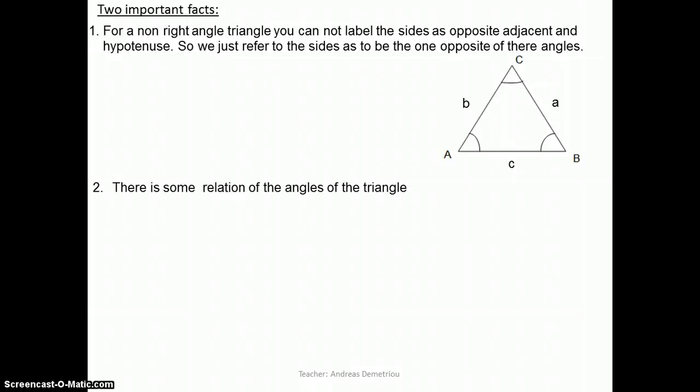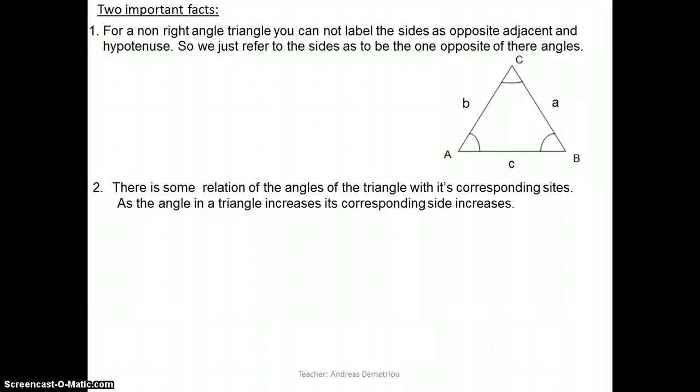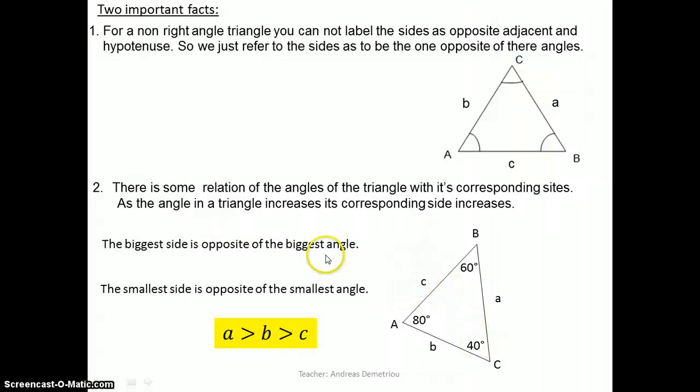Another important fact is that there is a relation between the angles of the triangle and the corresponding sides. As the angle in a triangle increases, its corresponding side increases. So in this triangle, angle A is the biggest angle, therefore side a has to be the biggest side. Angle B is the second biggest angle, therefore b is the second biggest side. And angle C is the smallest angle, therefore side c should be the smallest.